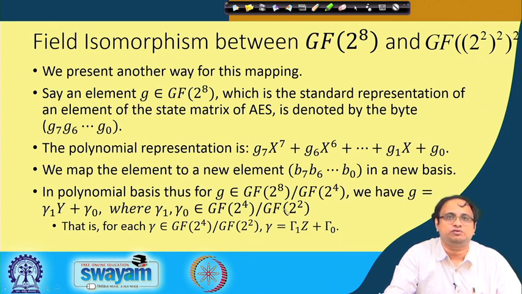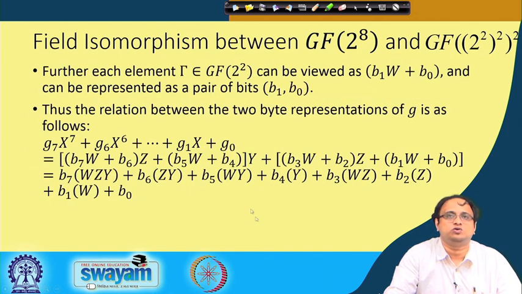To summarize, you are trying to express this polynomial representation in GF(2^8) as G equal to gamma1 y plus gamma0, where each of the gammas, gamma1 and gamma0, can be expressed as capital Gamma1 z plus capital Gamma0. Remember that these are now elements in GF(2^2). So, you can further write it as B1 w plus B0, where each of B1 and B0 are elements in GF(2), and therefore they are nothing but single bits.